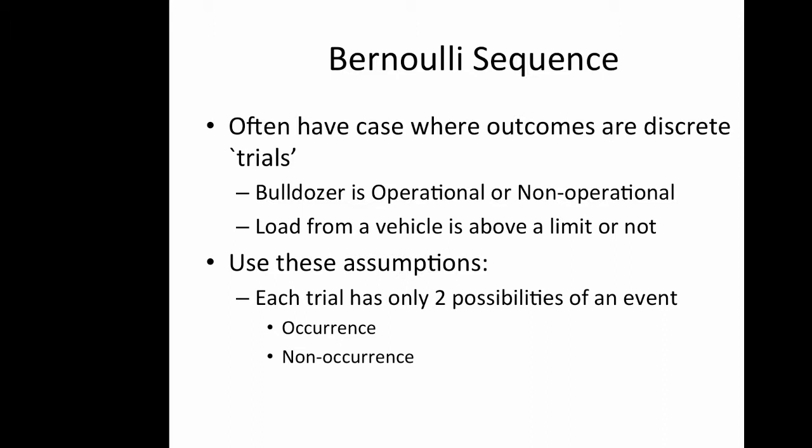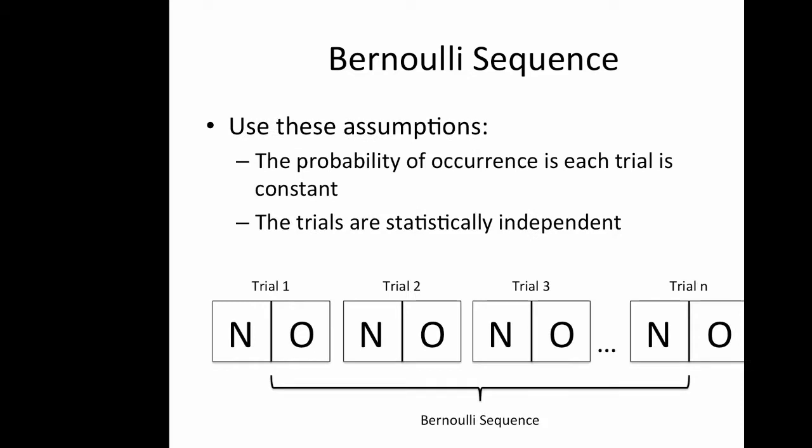So to define the Bernoulli sequence, we have three assumptions. The first one is listed here at the bottom of this slide, that each trial has only two possibilities of an event. It can be the occurrence of the event or the non-occurrence of the event. That's it. One of two options. Flip a coin, it's either heads or tails, so the occurrence of heads or the non-occurrence of heads. The second is that the probability of occurrence in each trial is constant.